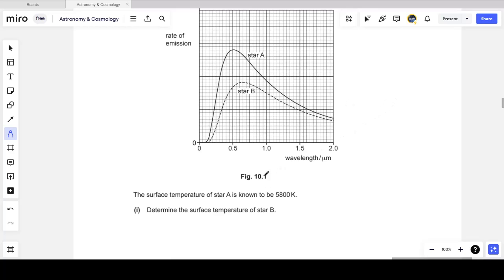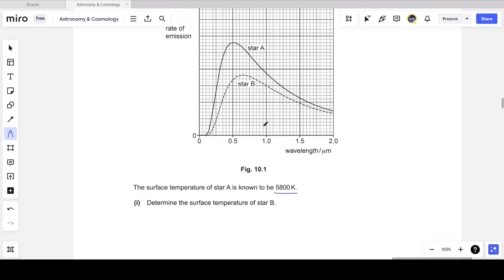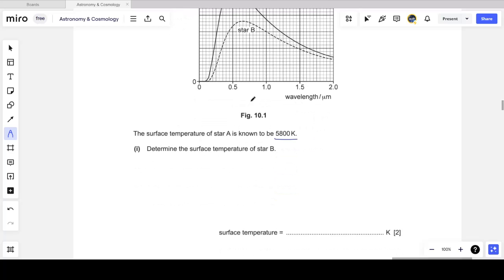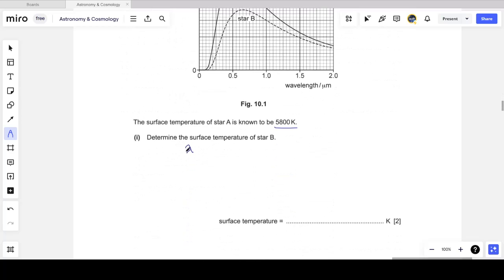We're told that the surface temperature of star A is known to be 5,800 Kelvin, and we want to determine the surface temperature of star B. You always need a temperature that is known, and you also need to know its peak wavelength, in order to find the surface temperature of another star using Wien's displacement law. We did say there was an inverse proportionality, so we need to apply it here.